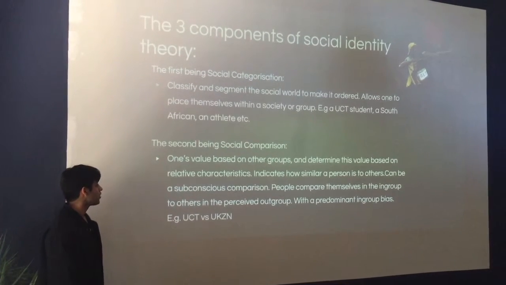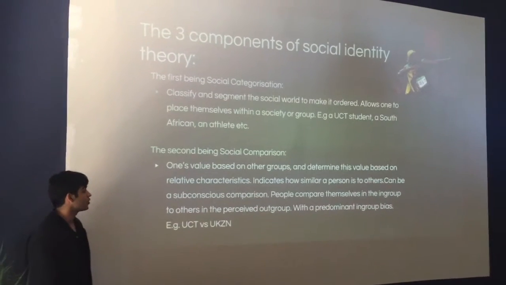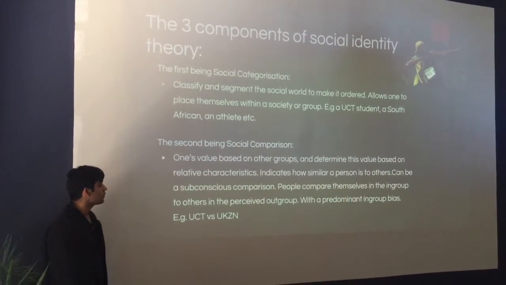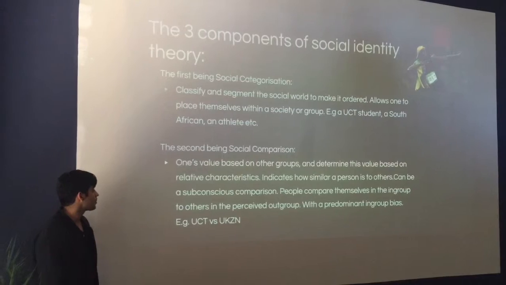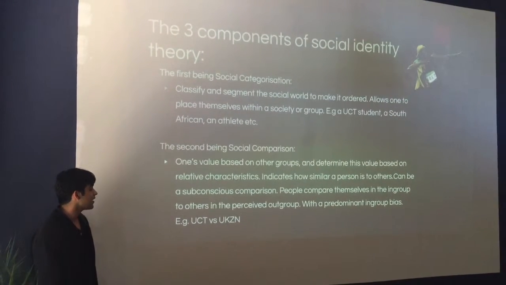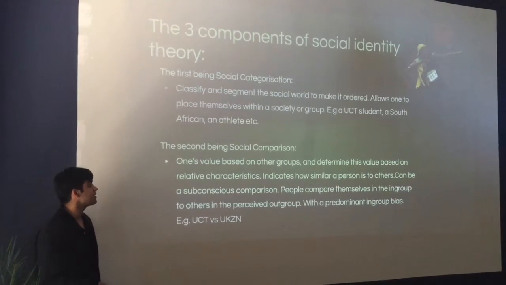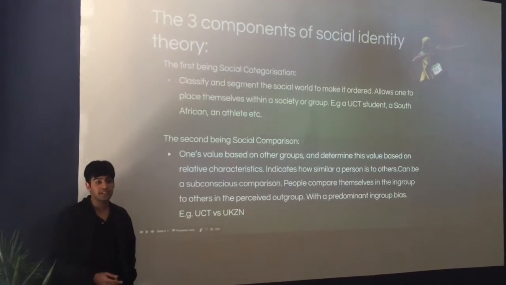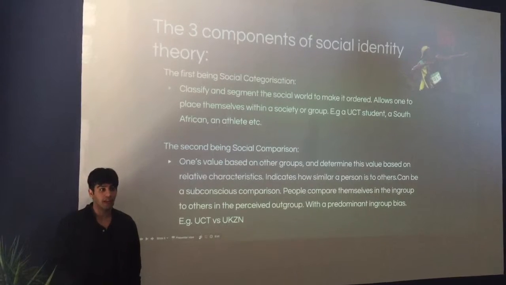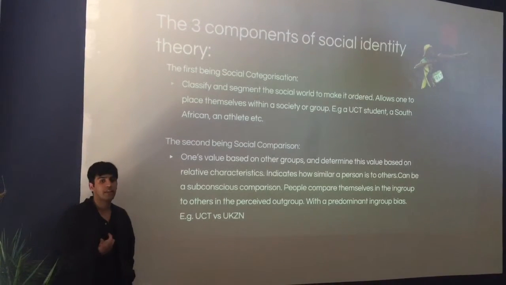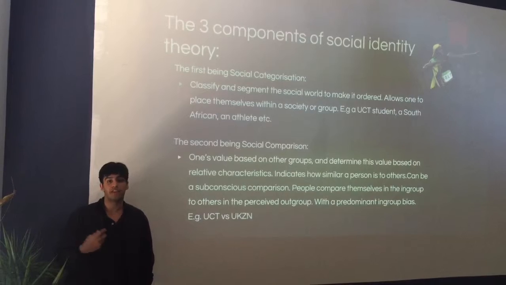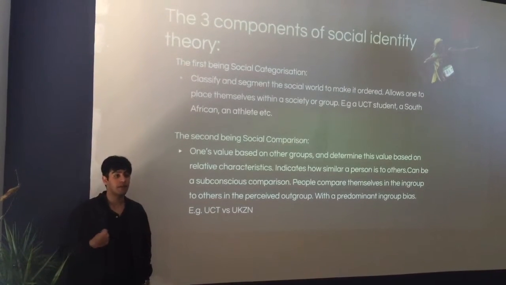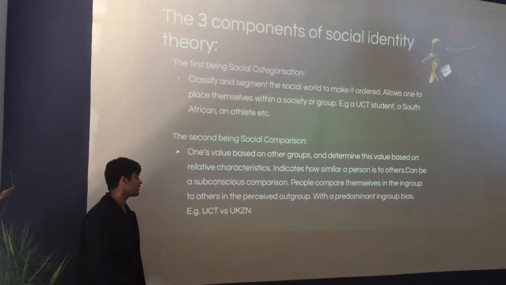The second is social comparison. One determines their value based on other groups, using relative characteristics. It indicates how similar a person is to others, and can be a subconscious comparison. People compare themselves in the in-group to others in the perceived out-group, with a predominant in-group bias. For example, UCT versus UKZN students. If an individual goes to UCT, they might have a bias, if they're in the job of HR manager, towards UCT students, because they might perceive them to be better than UKZN students.